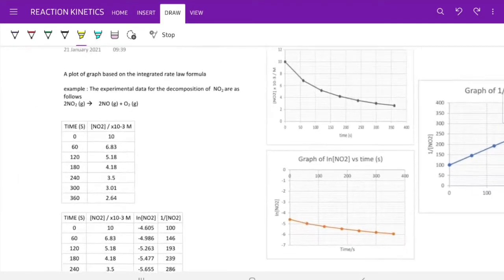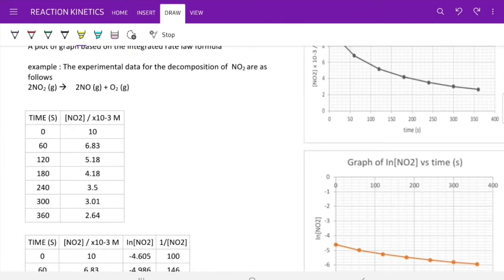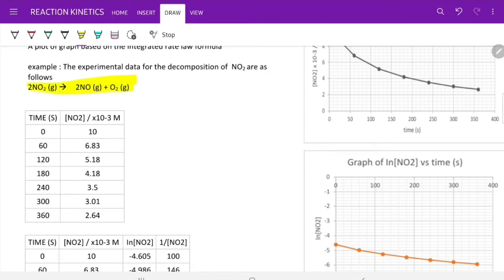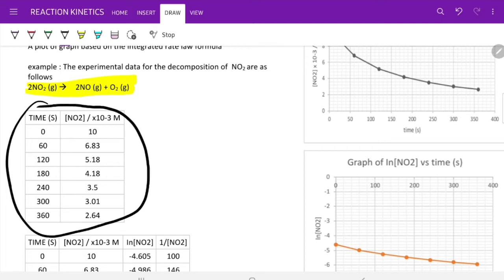Okay, so I have here the decomposition of nitrogen dioxide to form nitrogen monoxide, as in this following chemical equation. Whenever you have this kind of question, sketching a graph, you will be given this data, which includes time and concentration, and from that data you're going to manipulate the data. If you want to plot a graph for a first order reaction, you will need to calculate ln concentration of that reactant, and if you want to plot for a second order reaction, referring to the integrated rate law formula, your y-axis needs to be 1 over concentration of NO2.